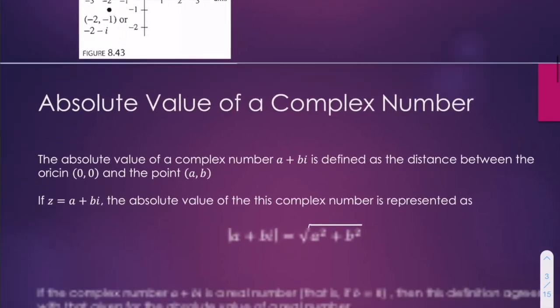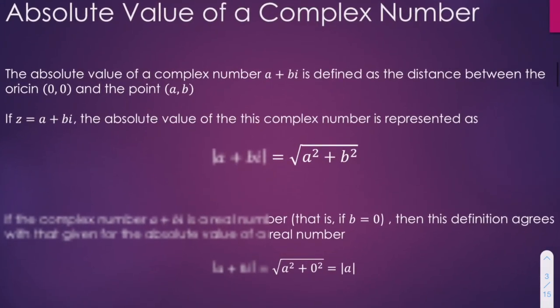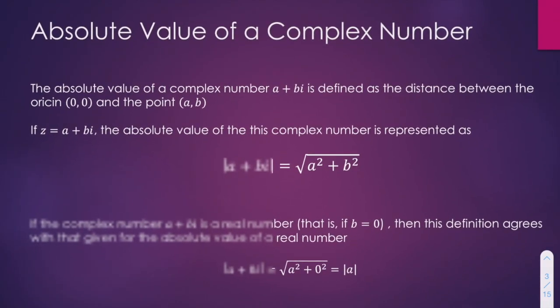As we talk about this, one of the things we're going to be interested in is the magnitude, also called the absolute value of a complex number. The absolute value of a complex number a plus bi is defined as the distance between the origin (0, 0) and the point (a, b). So if z equals a plus bi, the absolute value of this complex number is represented as, look at the notation.